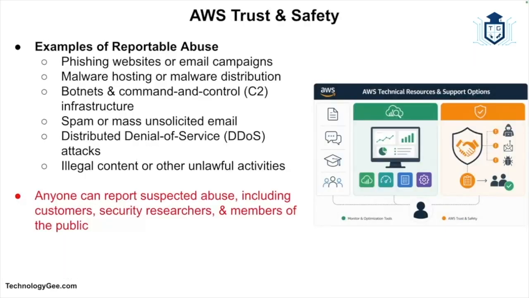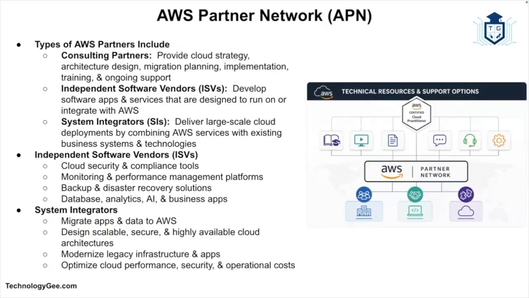All right, so let's discuss something that people don't talk about enough, and that is that AWS has a Trust and Safety team. If someone is using AWS resources for phishing, malware, or some illegal activities, then guess what? You can report it. And this is important because cloud platforms are powerful, and with that power comes responsibility. All right, next you have what is called the AWS Partner Network. AWS isn't just a platform, it's an entire ecosystem.